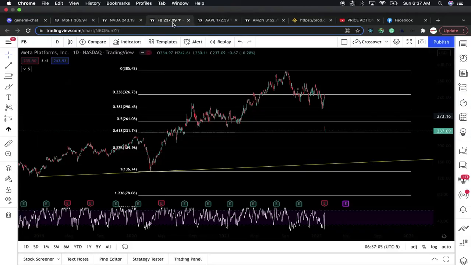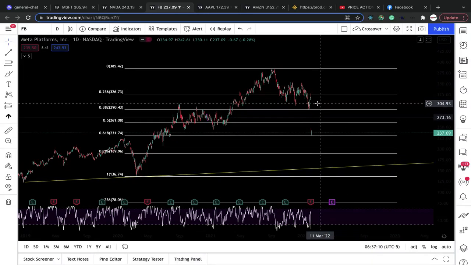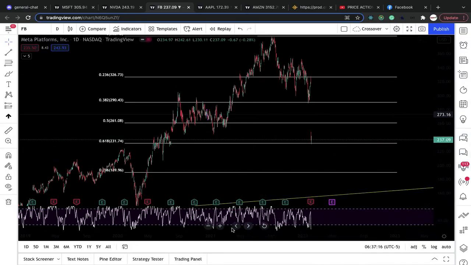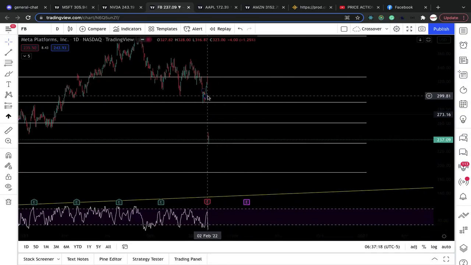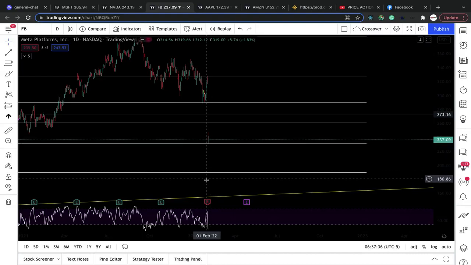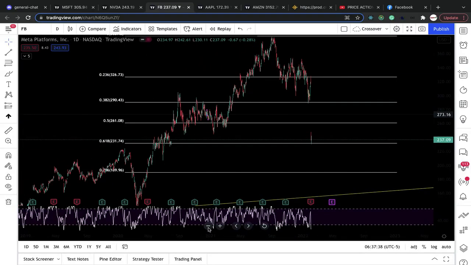Take a look at FB, Facebook. Now, this is very interesting because they failed their earnings report and we got this big old dump. The day that they had earnings, it was all the way up here. It closed at 323. The next day, goodness, it opened at 244 and closed at 237. 237 is a very critical level. We closed above it, then dropped a little below. We got two closes at that level.